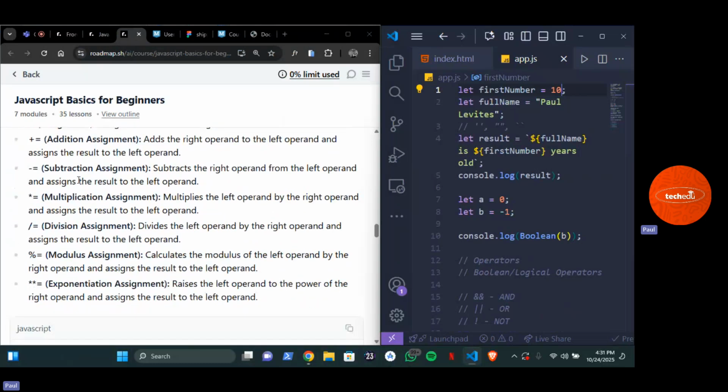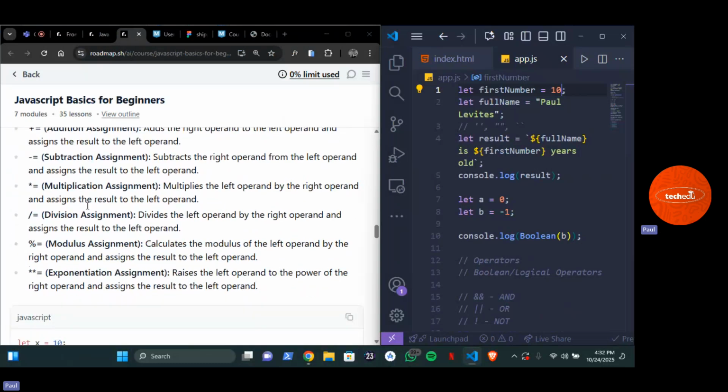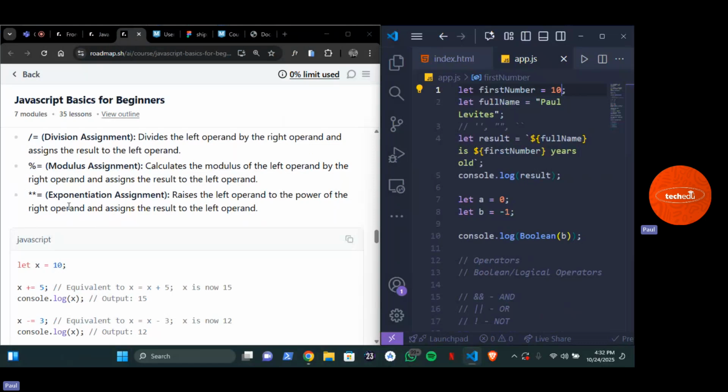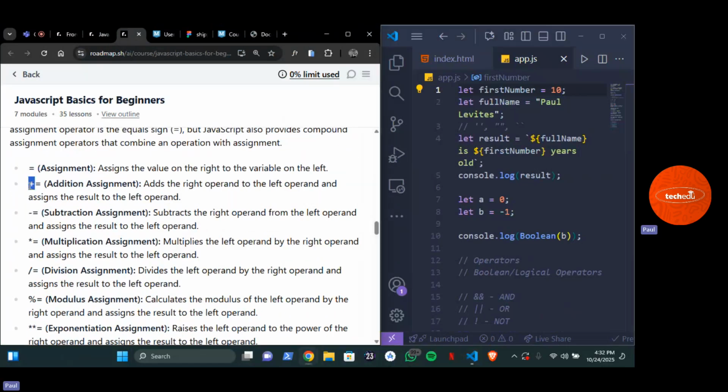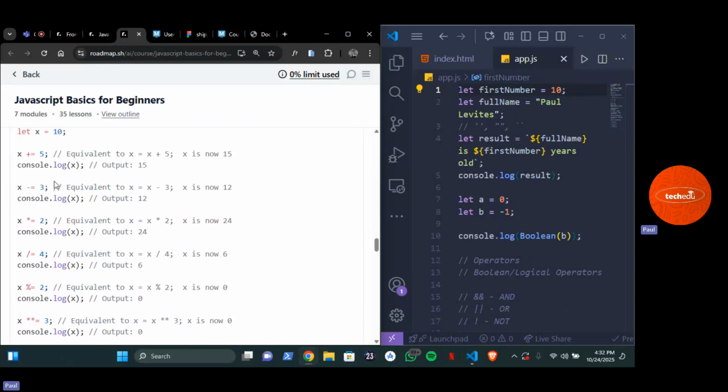You now have minus equals. You have multiplication equals. You have division, and then you have star star. It's just like trying to combine arithmetic and assignment together. Plus is arithmetic, isn't it? This one is assignment. So you're trying to combine both assignment and arithmetic together. So let us check it out.